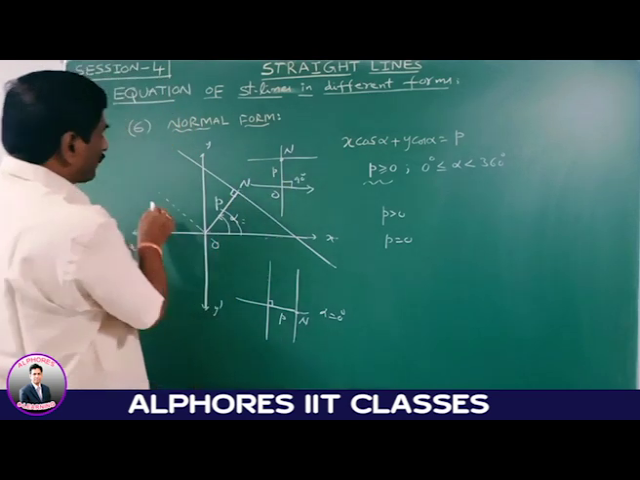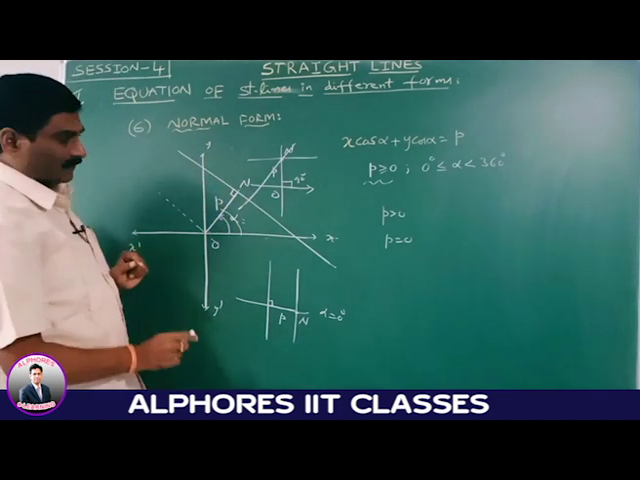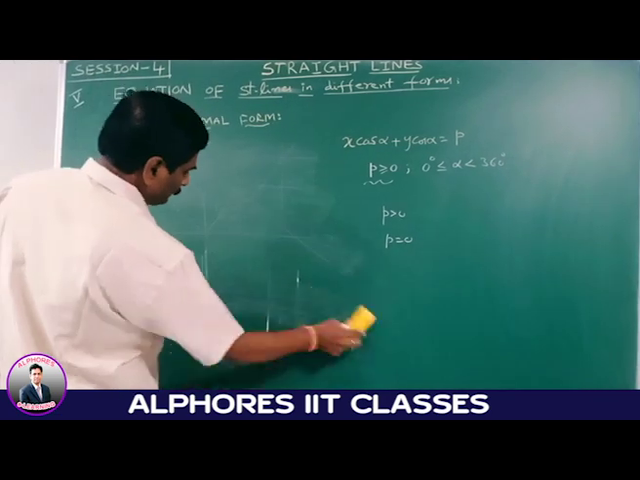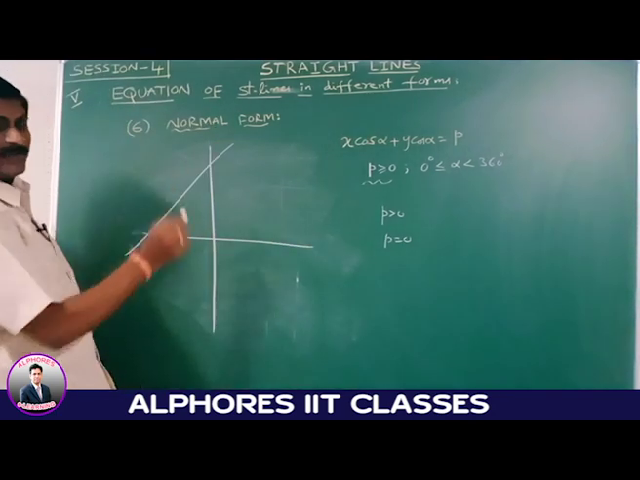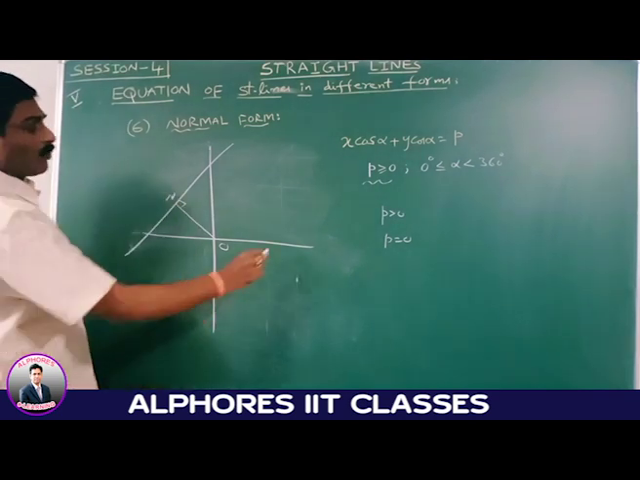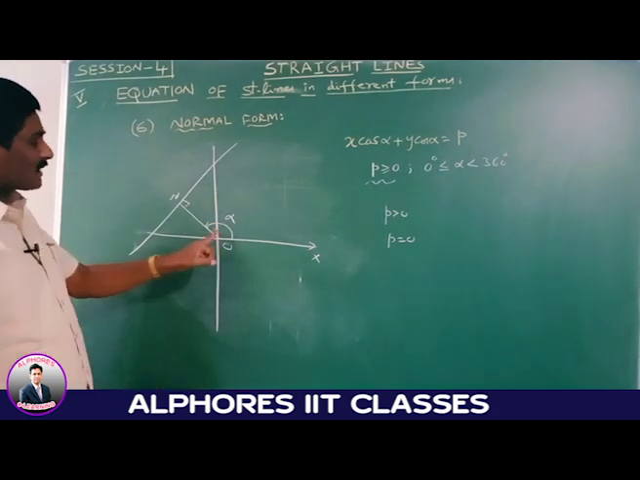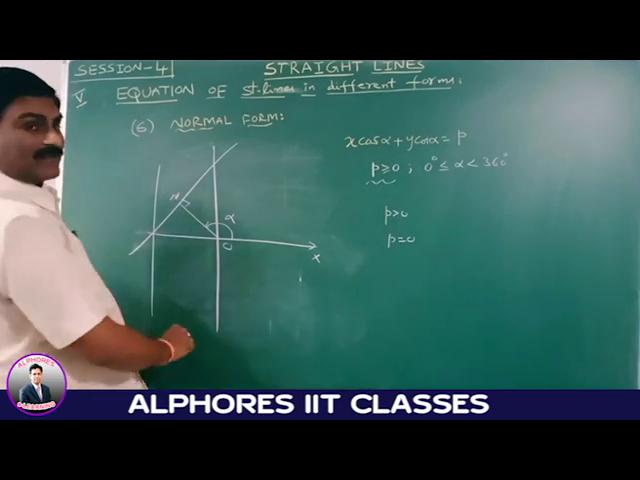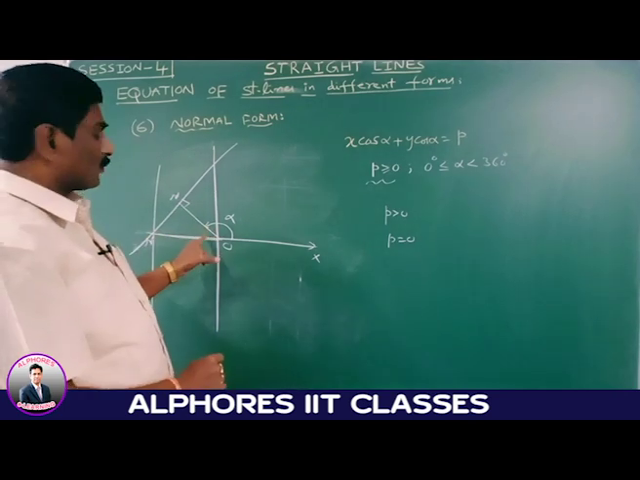Suppose the line moves in this way. What is the perpendicular distance? Please observe. If the line is in this way, N is the projection of the origin onto the line. What is the angle between the positive x-axis and the normal? This angle alpha is more than 90 degrees. Suppose the line is in this way, and N coincides here. The angle is 180 degrees.